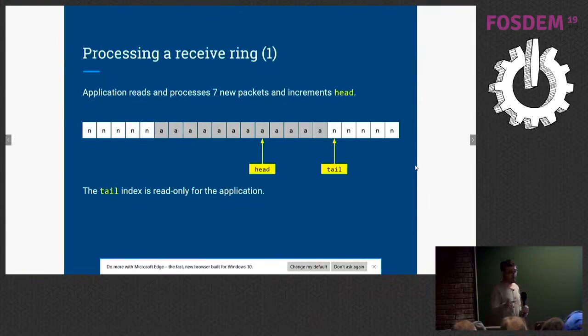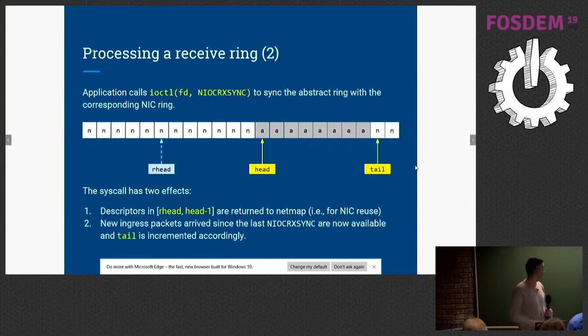This is an example of how you would process a receive ring, right? So say that your application has many descriptors available, many new packets that you can read. It can, for instance, process 7 new packets and then increment the head index, while the tail is just read only. After incrementing this index, it can sync. There is a special I/O control call to sync a receive ring.